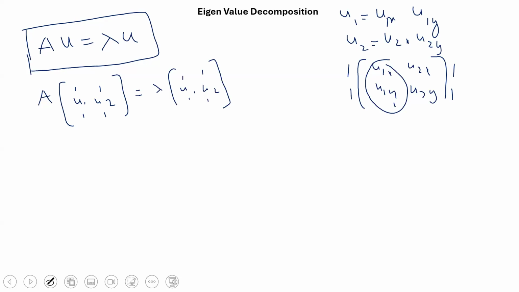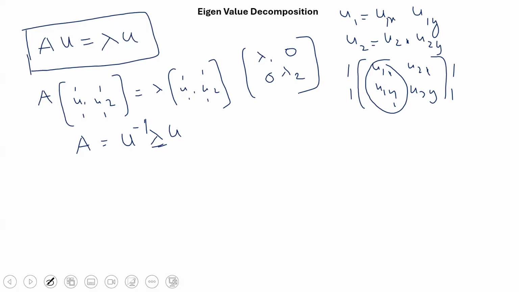I'm multiplying with the inverse of this matrix. I'm multiplying on both sides with u inverse. So u into u inverse will become I. So this becomes A is equal to u inverse lambda into u. What is lambda here? Lambda is nothing but the eigenvalues along the diagonal elements. The eigenvalues will be the diagonal elements of this lambda matrix.